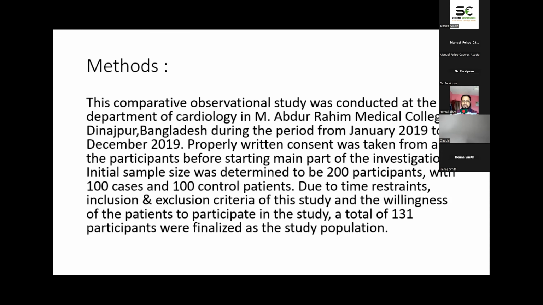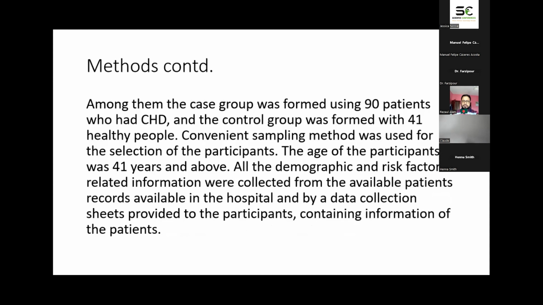Among them, the case group was formed with 90 patients who had coronary heart disease, and the control group was formed with 41 healthy persons. The convenient sampling method was used for selection of the participants. The age of the participants was 41 years and above, and all the demographic and risk factor related information was collected from the patients' records available in the hospital and by the data collection sheets provided to the participants, containing information of the patients.